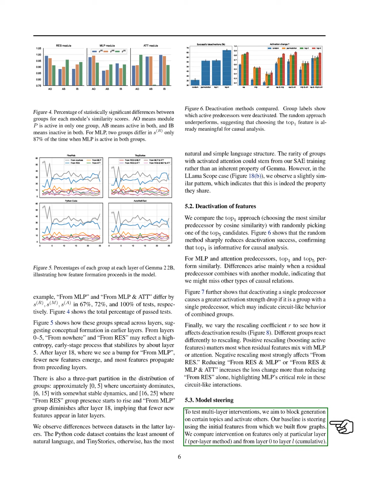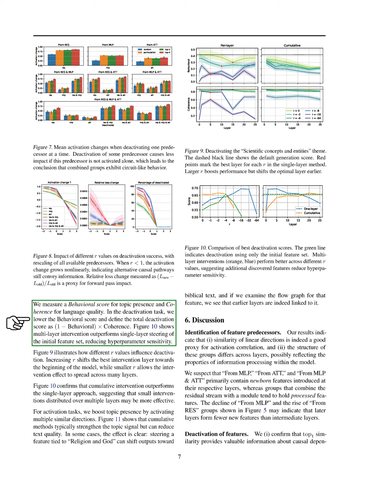To test multi-layer interventions, we aim to block certain topics while promoting others. We compare interventions applied at a specific layer versus those applied cumulatively from the start to that layer. We measure the presence of topics and the coherence of the language. Our results show that multi-layer interventions outperform single-layer approaches, reducing sensitivity to hyperparameters.